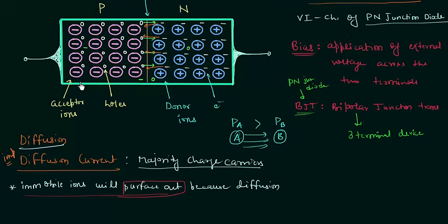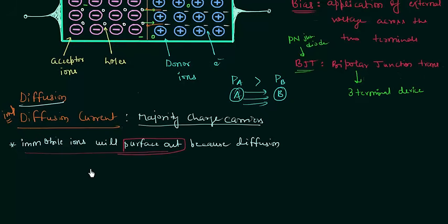With acceptor ions we had holes, so electrical neutrality was maintained. In the same way, with donor ions we had electrons. But as these holes combine with electrons, we are left with positive and negative ions. Because of this, the depletion layer is formed in a PN junction diode. The region with no mobile charges but only uncovered immobile ions is called the depletion region. I will write this down because this is important.